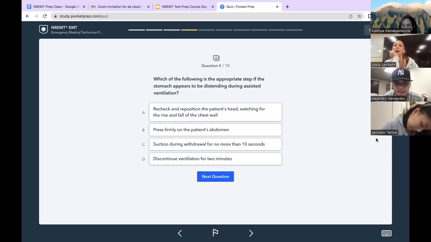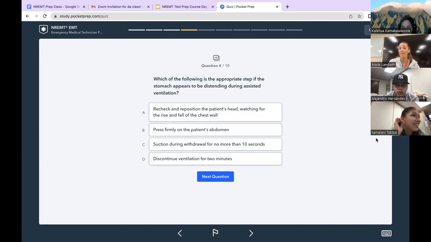Which of the following is the appropriate step if the stomach appears to be distending during assisted ventilation? Assisted ventilation means we're doing what? BVM. Okay. A, recheck and reposition the patient's head, watching for the rise and fall of the chest wall. B, press firmly on the patient's abdomen. C, suction during withdrawal for no more than 10 seconds. And D, discontinue ventilation for 2 minutes. You going B? I chose B.